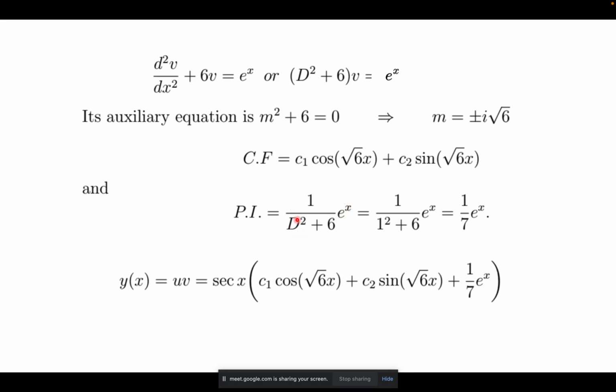in order to solve this, you can simply replace D so that the complete function f of D can be replaced by f of a, where a is the power of the exponential. Here the power of the exponential is 1, so your particular integral will be e power x upon 7, right? So now the general solution will be u times v, where u is equal to sec x, and the value of v is equal to c1 cos root 6x plus c2 sin root 6x plus e power x upon 7.